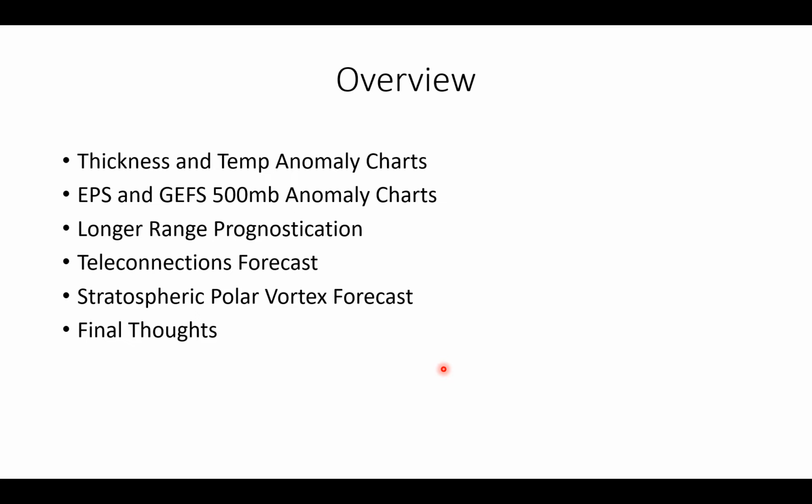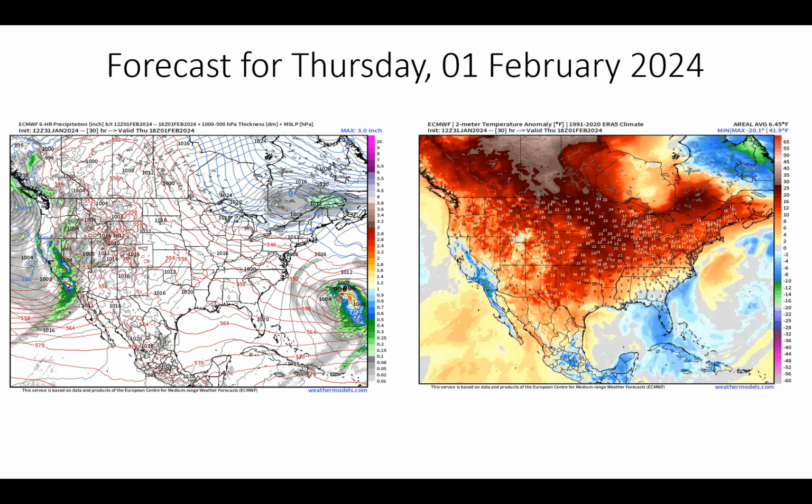All right, so for this evening's video, I'm going to cover the thickness and temperature anomaly charts. We'll take a look at the European and GFS Ensemble 500 millibar anomaly charts. We'll then dive into the longer range prognostication, followed by the stratospheric polar vortex forecast, and then finally we'll take a look at the final thoughts in tonight's video. All right, so let's continue on.